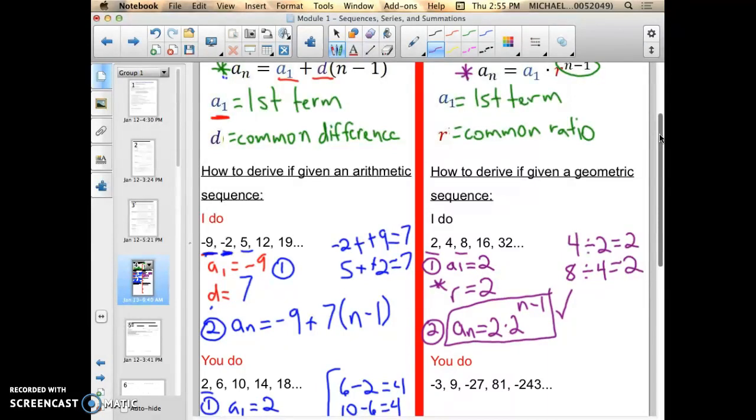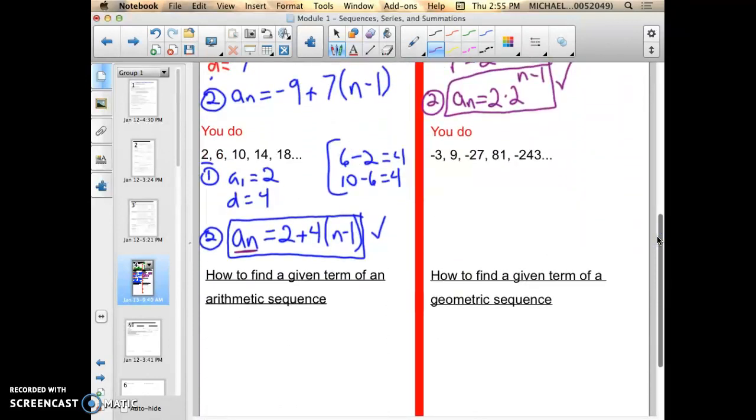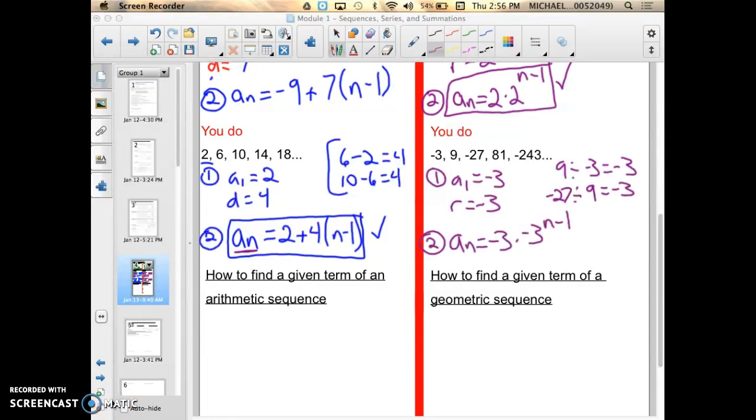So, go ahead and try the you do problem on your own. So pause the video and try that one on your own, and then unpause it to check your answer with mine. At this point, you should have paused the video to try this problem on your own.